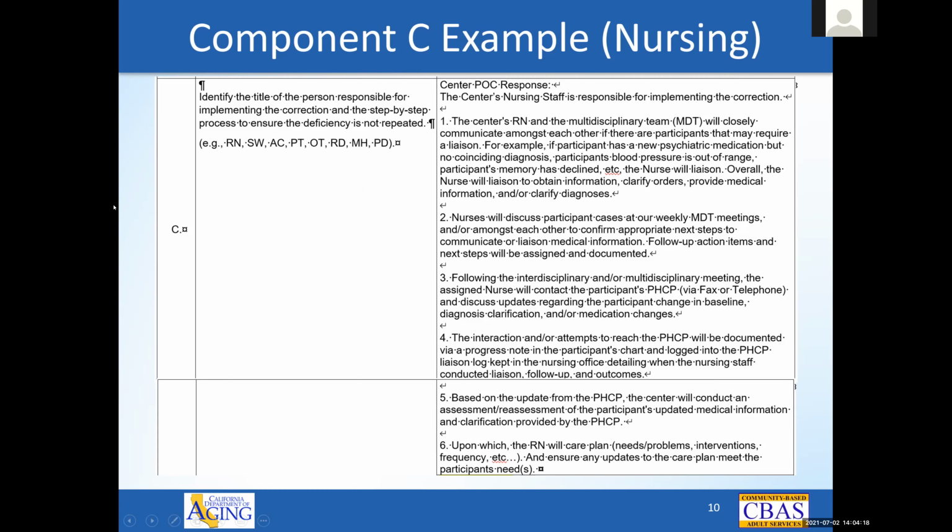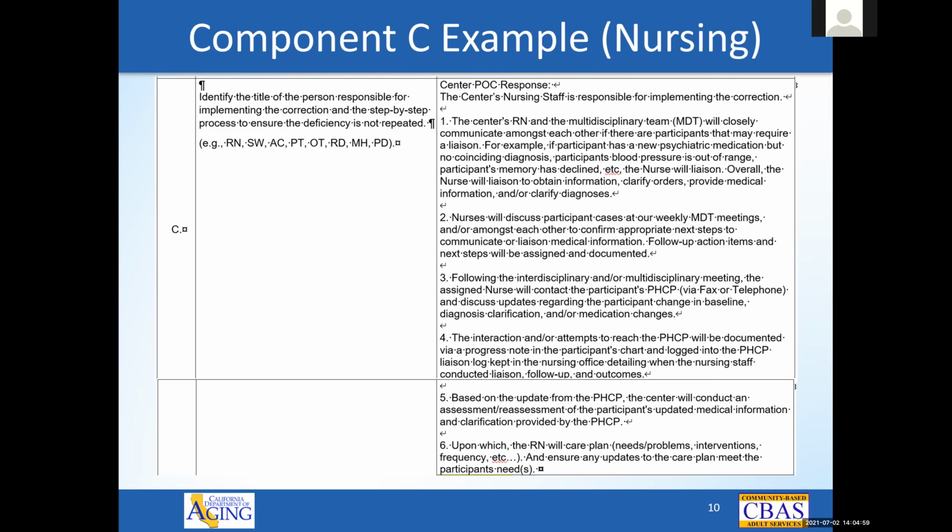So some elements I want to discuss here that make this response suffice are the following. It details and displays a tangible step-by-step process from start to finish based on the deficiency to ensure it is not repeated. It gives examples of when a liaison would occur at a minimum. It discusses how the center would ensure the information provided by the participant's healthcare physician, and/or vice versa, information retrieved, is tracked and documented. Lastly, it talked about what the center will do with the update received from the doctor to ensure the care plan reflects the needs of the participant.